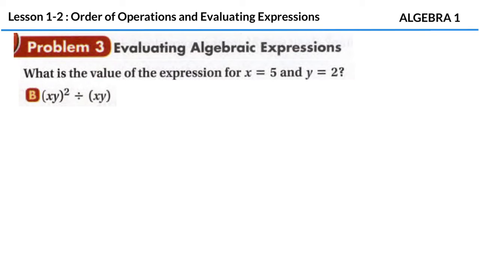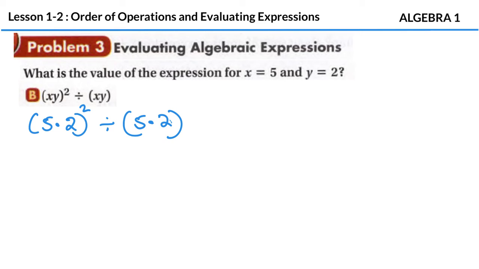Try this for the same values of x and y. x is equal to 5 and y equal to 2. Evaluate this expression. So let's try it. First, let's replace the values of x and y with the given numbers. In this case, it's going to be (xy) the whole squared, so 5 times 2, the whole square, divided by x times y, which is 5 times 2. So our expression looks like this.